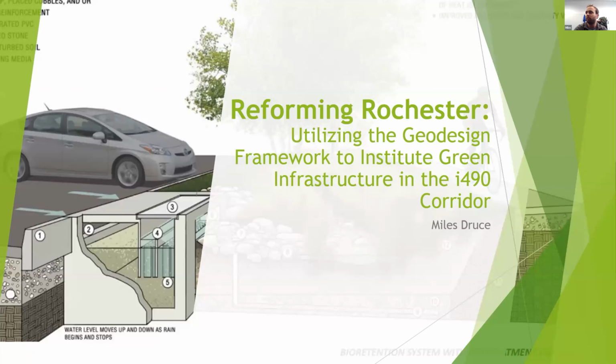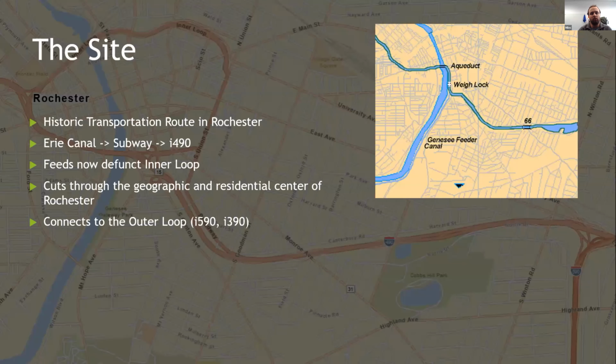Okay, all set? Yep. Okay, so my geodesign capstone is called Reforming Rochester: utilizing the geodesign framework to institute green infrastructure in the I-490 corridor. The site specifically is the existing I-490 highway that cuts through Rochester. This is a historic transportation route in Rochester. It was actually, as you can see in this image, the original pathway of the Erie Canal cutting through the city of Rochester.